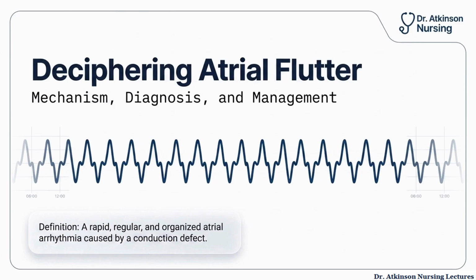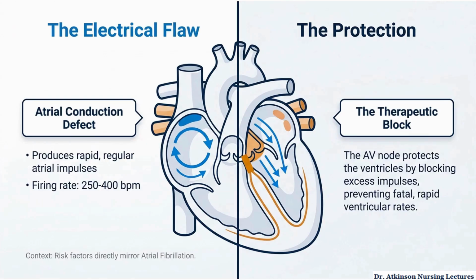Today we are going to talk about atrial flutter, a rapid, regular, organized atrial arrhythmia caused by a conduction defect, and how to recognize and manage it. The atrial conduction defect fires rapid, regular impulses at 250 to 400 beats per minute. The AV node protects your patient by blocking excess impulses, a therapeutic block that prevents a fatal, rapid ventricular rate.